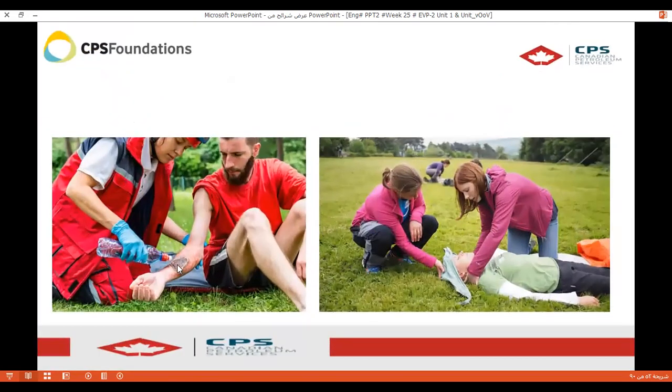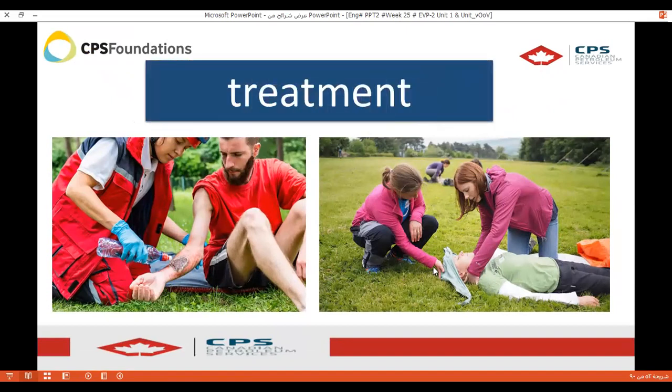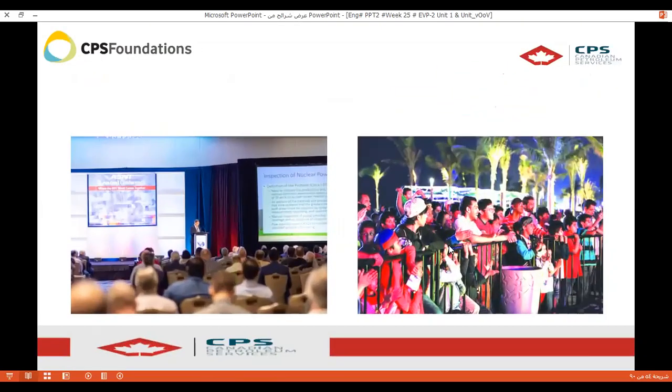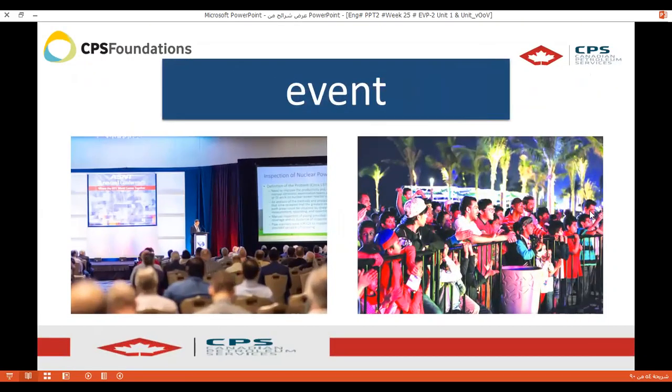As you see here, what's this? What can you see here? They are different injuries and people are trying to help. This is called the treatment. To help an injured person is to treat this person. Treatment. Okay.